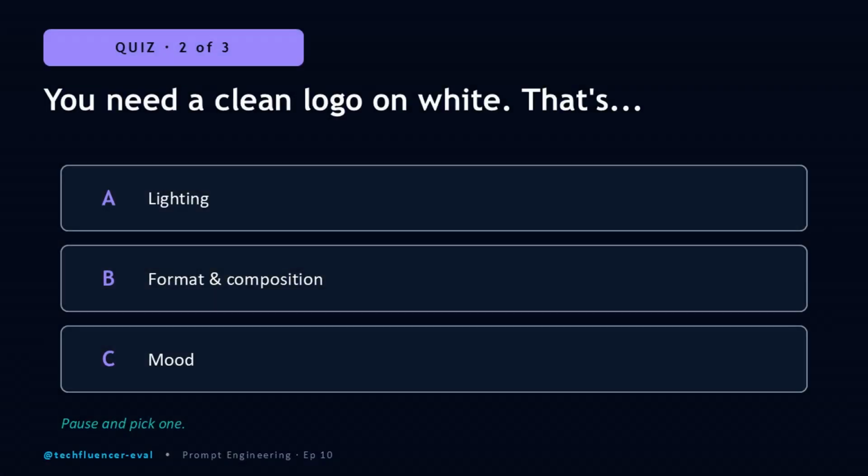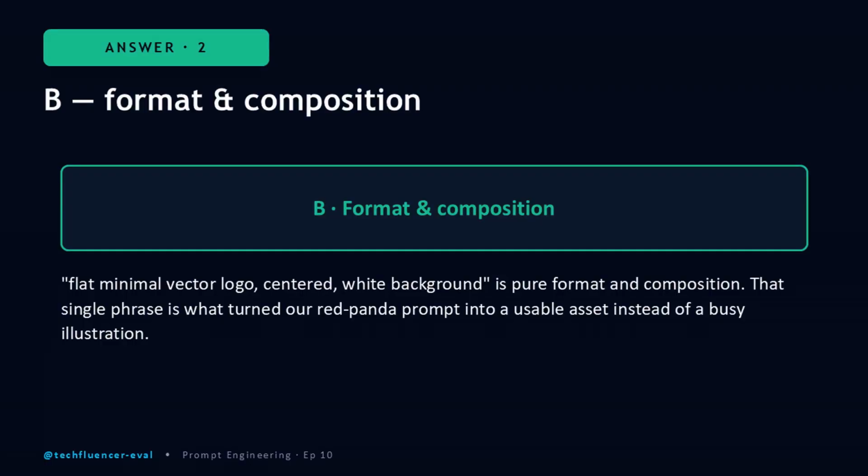Number 2. You need a clean logo on a plain white background. Which part of the recipe is that? A. Lighting. B. Format and composition. Or C. Mood. Have a think. It is B. Format and composition. Flat vector logo, centered, white background. That whole phrase is just format. It is exactly what turned our red panda from a busy little illustration into a clean logo you could actually use.